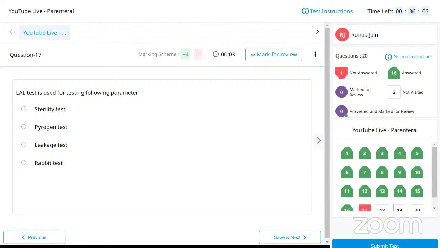LAL test, as I said, along with the rabbit pyrogen test, LAL test, it's not a synonym, but it's also one of the tests which is used for identifying the pyrogens in the formulation. So LAL test is used for testing the following parameter. The four options are sterility testing, pyrogen test, leakage test, and rapid test. As I said, it is more of to check the pyrogens in the formulation. So answer is option B.